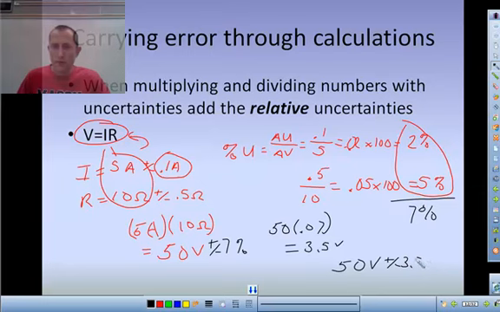Well, what does this actually mean? What this is telling us is that based on our calculations and our measurements, we've gotten a value for the voltage here of 50 volts, but in reality that measurement could be anywhere between 46.5 volts and 53.5. We know with a pretty good amount of certainty it's between those measurements. It's somewhere in that range.